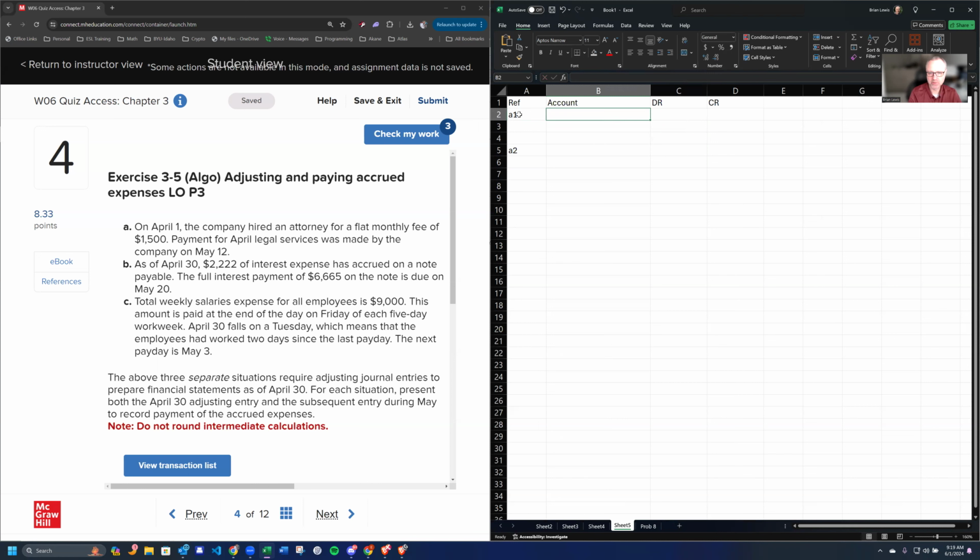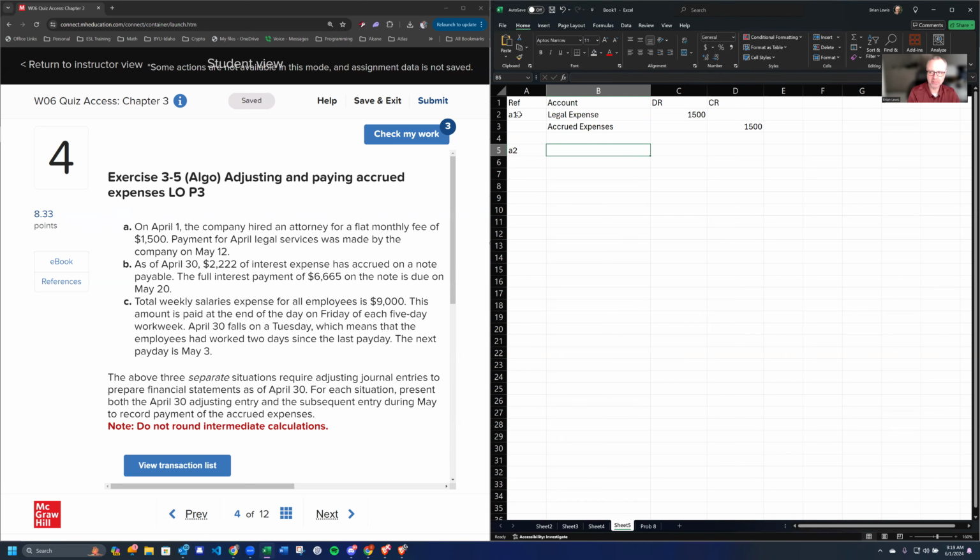And the first one is going to be to accrue the expense. So we're going to do legal expense, and let's do that for 1,500. And it's going to go to, I'm not sure what they're going to call it, so I'm just going to call it accrued expenses. Okay, and we're just going to do 1,500. Now it may be called accrued legal expenses or legal expenses accrued. We don't know yet. We'll find out when we find a description.